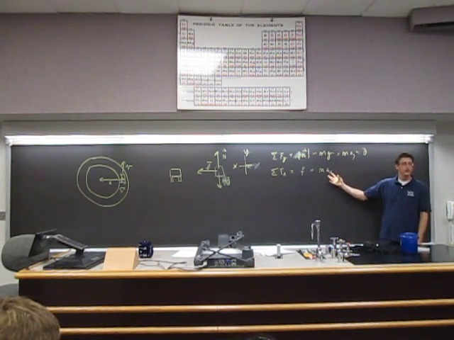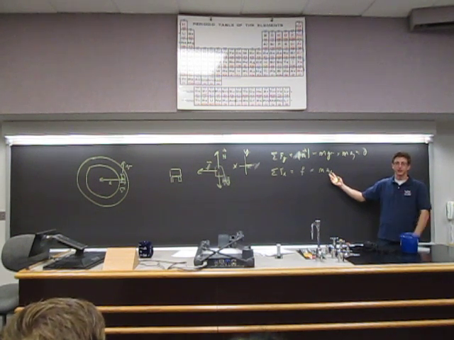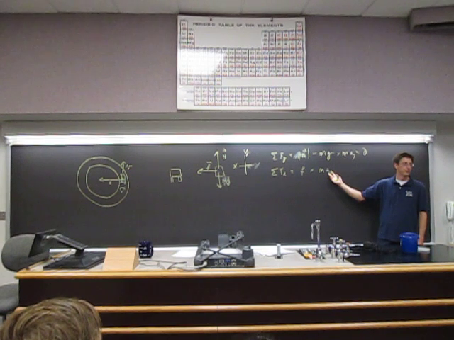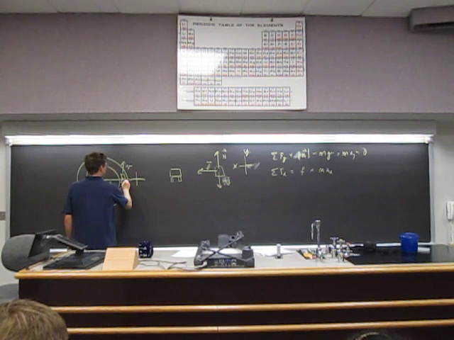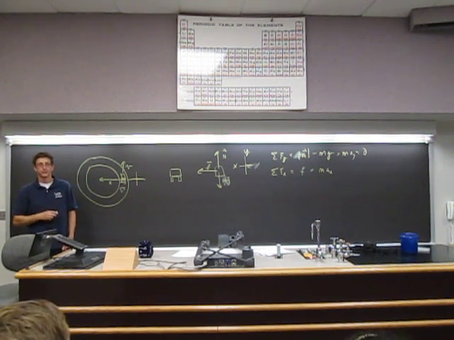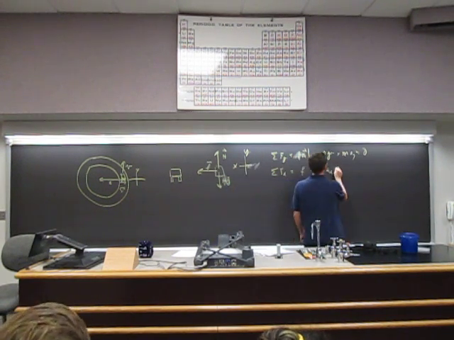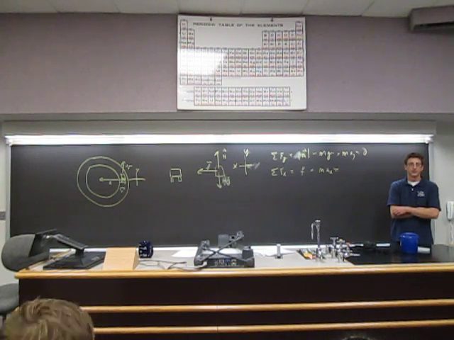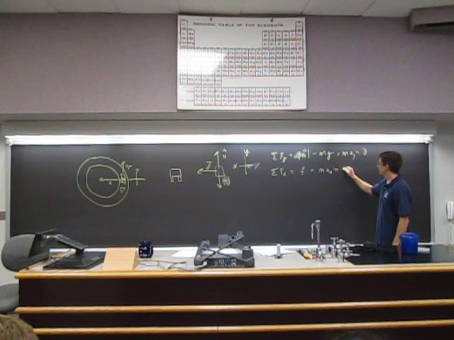Now what's the condition for circular motion on this acceleration? Yeah, that's a centripetal acceleration, right? It has to be accelerating towards the center of the circle. Now as I have it drawn here, the x direction is towards the center of the circle, right? And what's the magnitude of that acceleration? v squared over R. That's right. So this a_x is v squared over R.